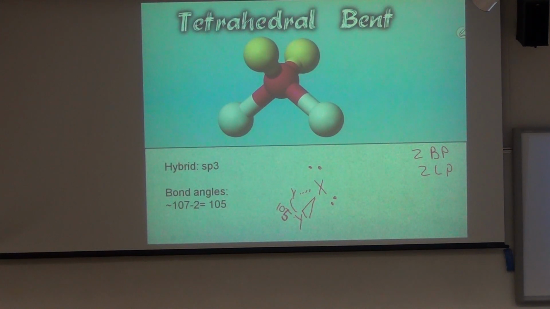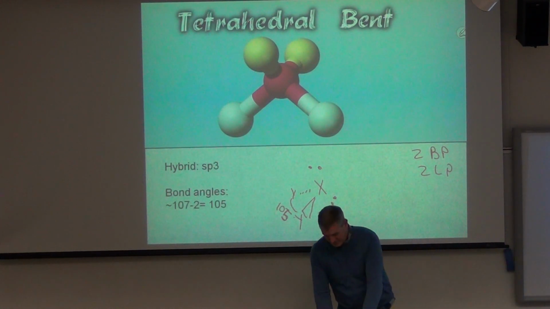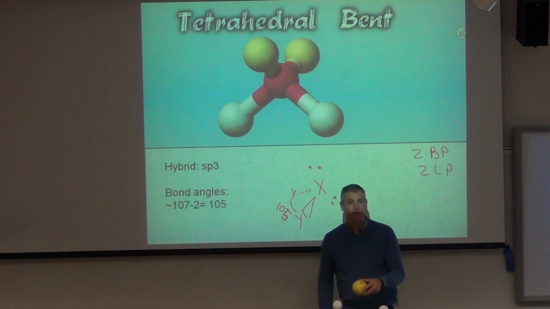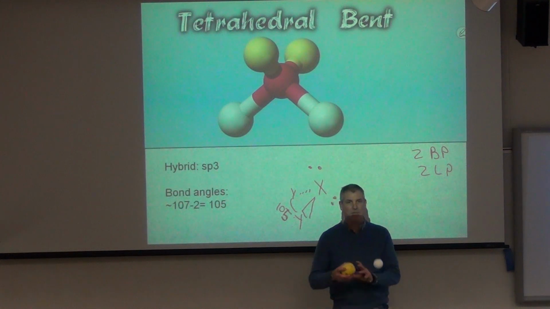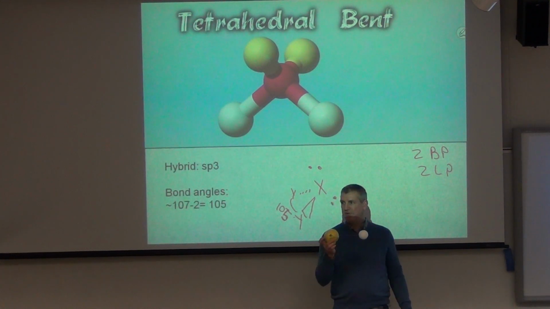What happens if we add another lone pair in place of one of those bonding pairs? We end up with just 2 atoms sticking together. So this is what we get when we have 2 lone pairs. This is what we get when we have 3 lone pairs. I don't think we need to draw that one.